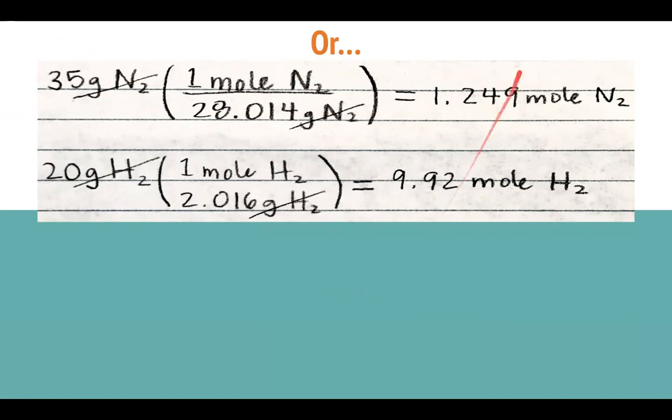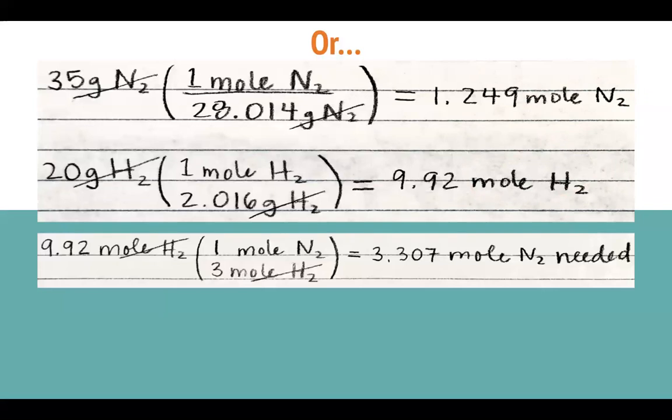And you can't tell anything from here. You don't know which one is the limiting reactant because this is not moles of product, it's moles of reactants. So you don't know which one is the limiting one yet. So we're just going to pick either of them, doesn't matter which. I just chose 9.92. And then I'm going to convert that into moles of the other reactant. So I'm going to take this amount of moles of hydrogen, and I'm going to convert that into moles of dinitrogen. And I get 3.307 moles.